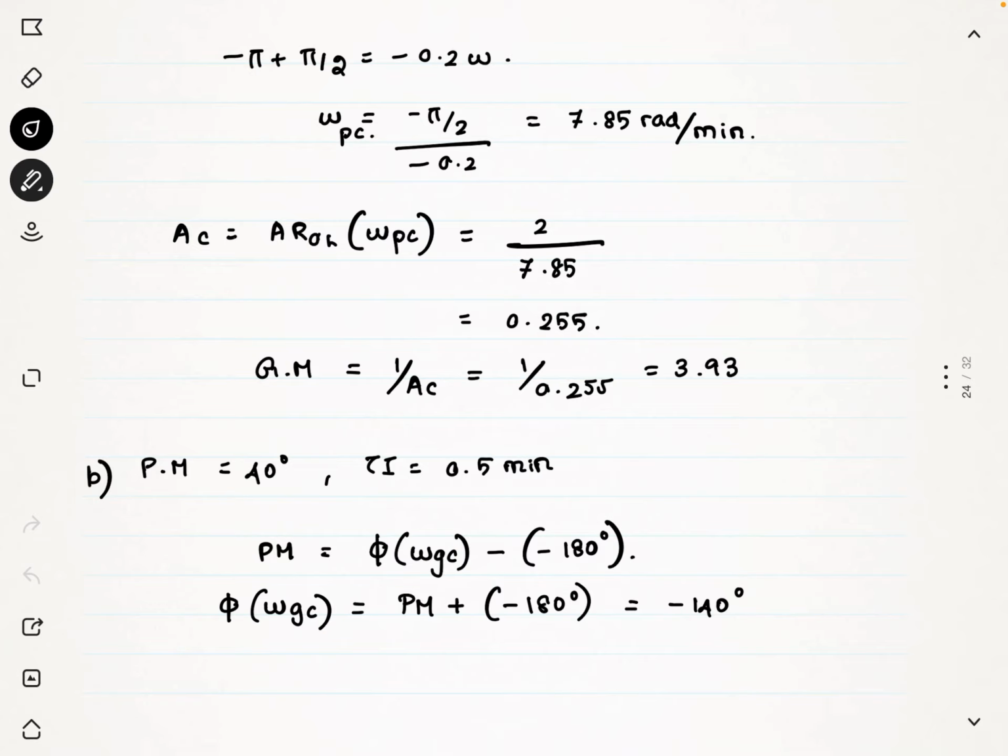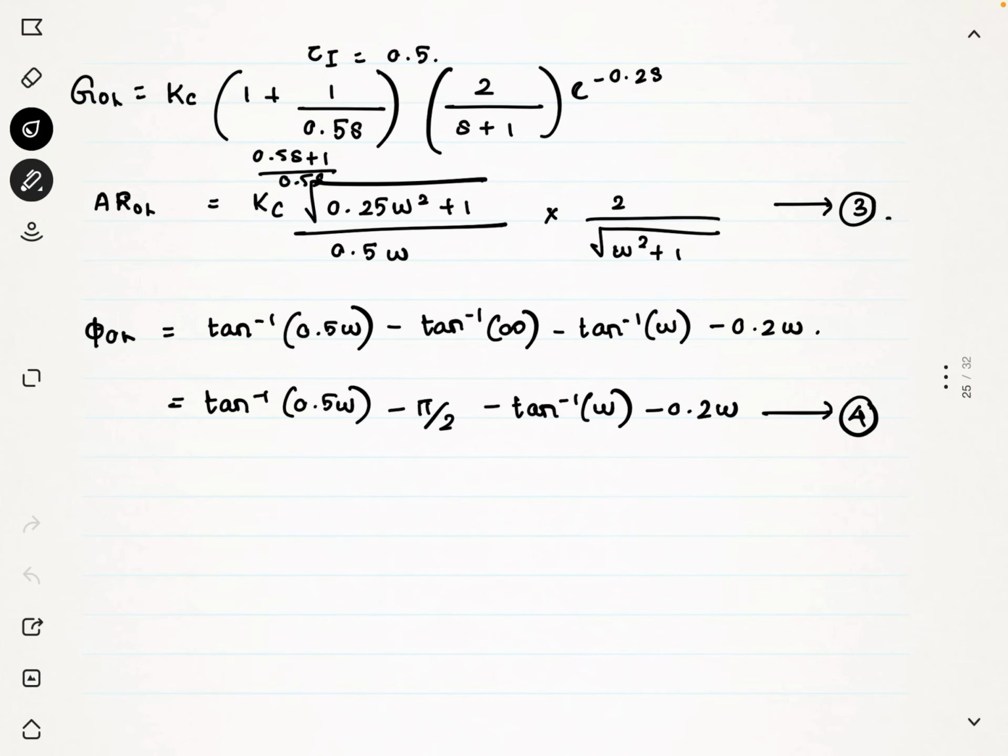And from the phase margin conditions, we know that at the gain crossover frequency, the phase angle is equal to minus 140 degrees. So it should be in radian.